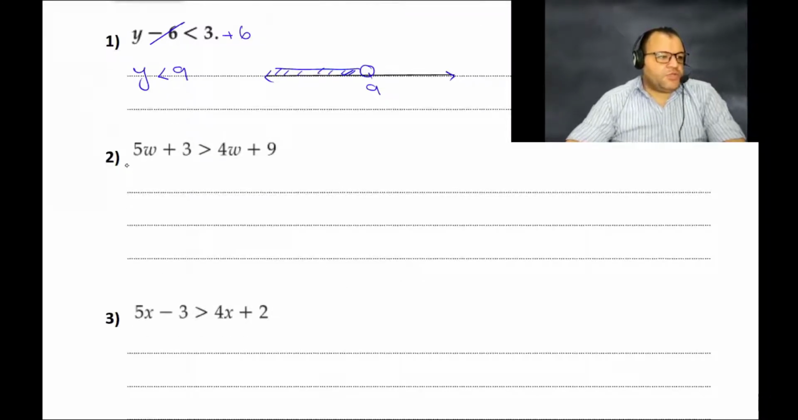Fine. So we need to solve number 2. Take positive 3 to the other side. Minus 4W. At the first we have 4W as a positive value, so we will subtract 4W. And we have positive 3, so by subtracting 3, so 5W.